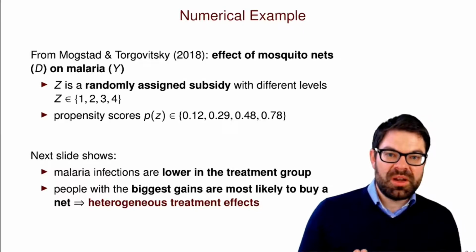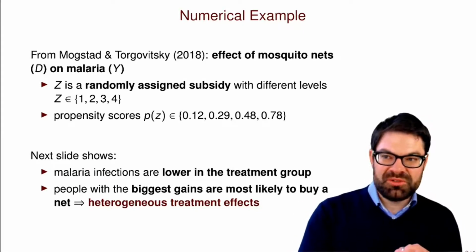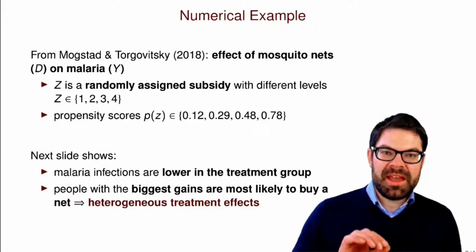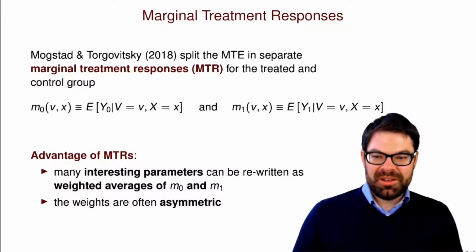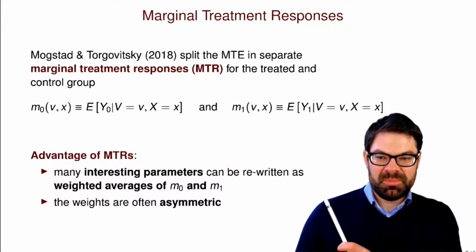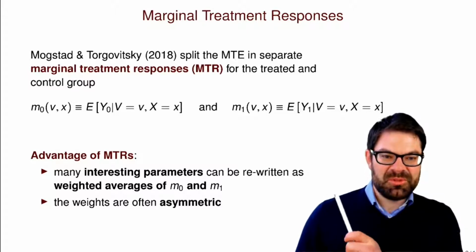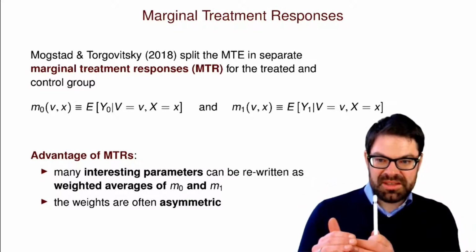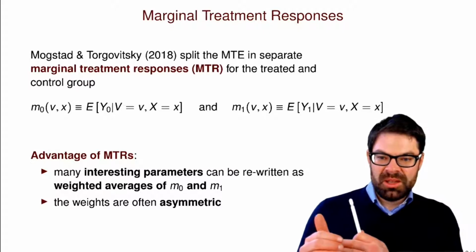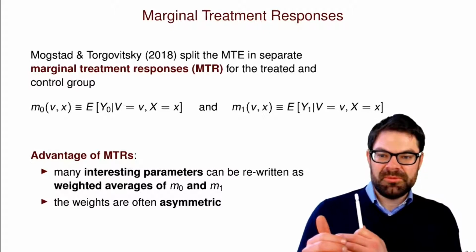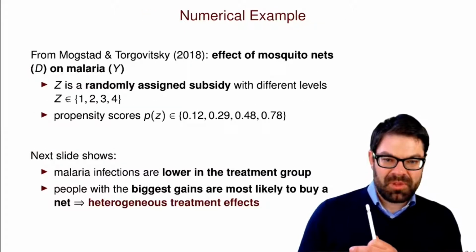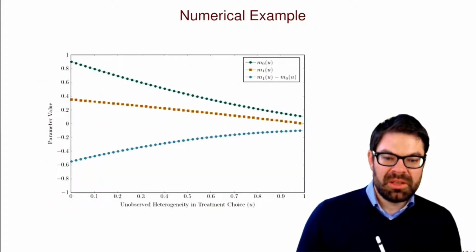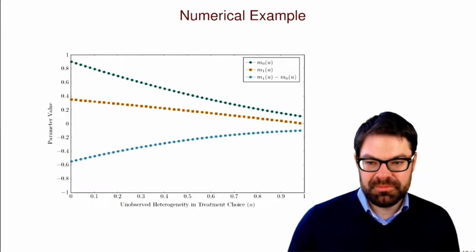they then construct not one marginal treatment effect curve, but they actually construct the curves that correspond to the marginal treatment response of those who were treated, and the counterfactual of the marginal treatment response of the same units had they not been treated. But that's what they do here.